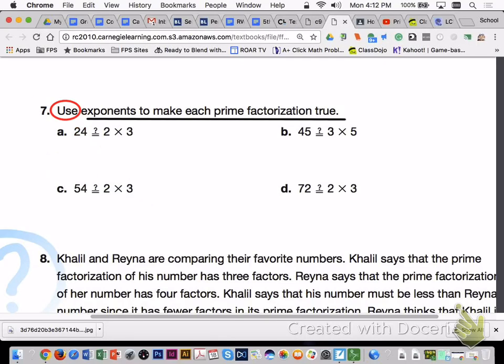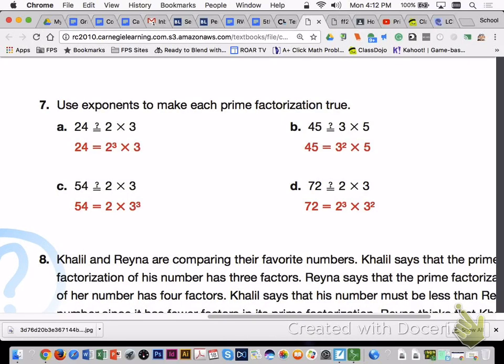Please turn to page 59, number 7, letters A through D. Please answer with your group. For letter A, 24 would be equal to 2 cubed times 3. Letter B, 45 would be equal to 3 squared times 5. C, 54 would be equal to 2 times 3 cubed, and D, 72 is equal to 2 cubed times 3 squared.